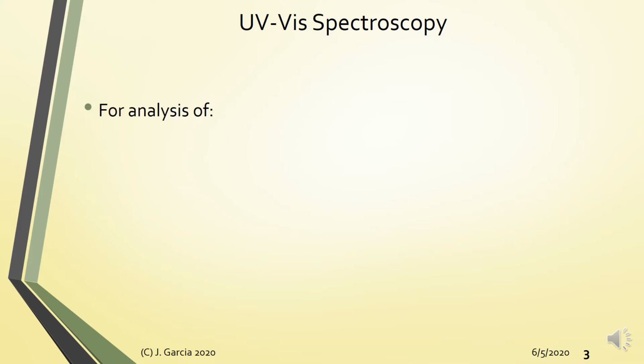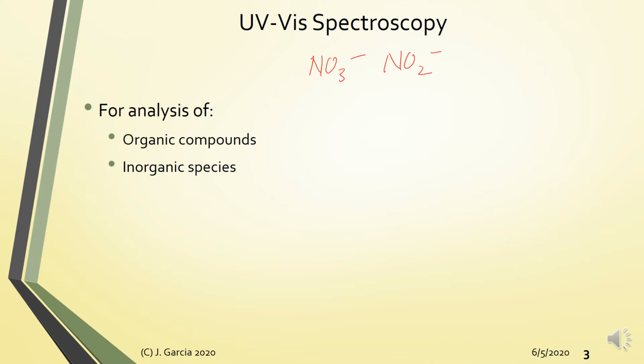Alright. So, UV spectroscopy is used for the analysis of organic compounds. Inorganic species can also be analyzed using UV-Vis spectroscopy. So, ano yung mga inorganic species na UV-Vis active? Yun dyan yung mga nitrates, nitrites. So, these inorganic ions can be analyzed using UV-Vis spectroscopy directly, or even through charge transfer complexes.